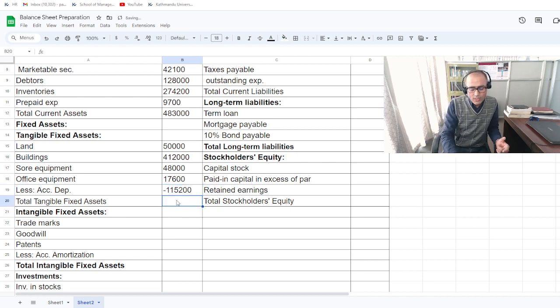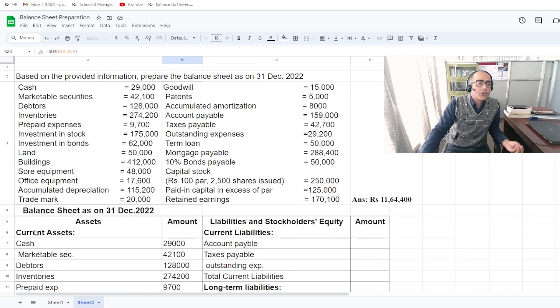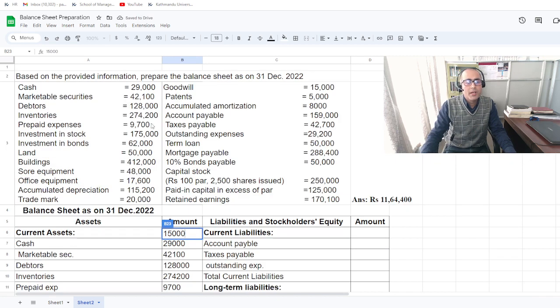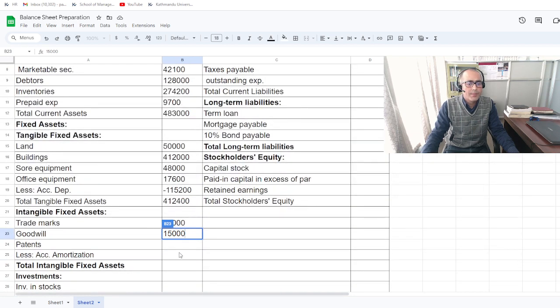Now look at what the total value is. Total value is 4,12,400. Now what about the intangibles? We could fill in trademarks, an intangible, which is 20,000. Now what about the goodwill value? Goodwill is 15,000. Now the patent: if the company does research, that's the patent, again an intangible, which is 5,000.